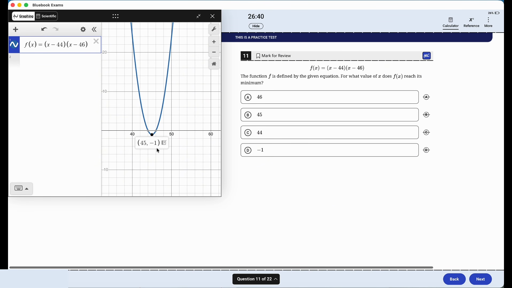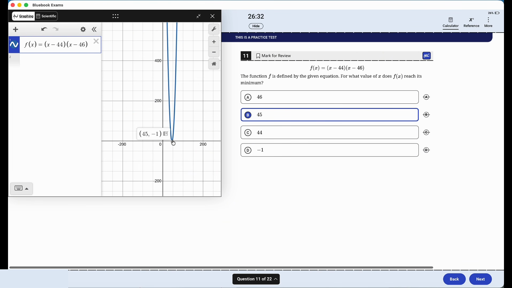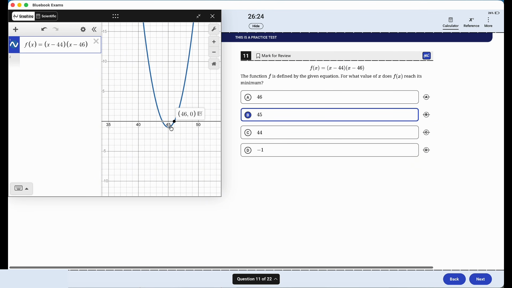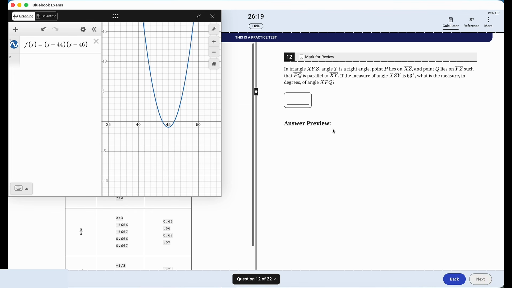Make sure you answer the right one. You see they have 45 and negative 1. It says for what value of x, so the X was 45. Also, you've got to be careful sometimes if you're too zoomed in on a previous problem. It could look like you're clicking on the minimum, but that's the X-intercept because all those points were really close to each other. So just make sure you're zoomed in and clicking on the correct one. But that should be a freebie.